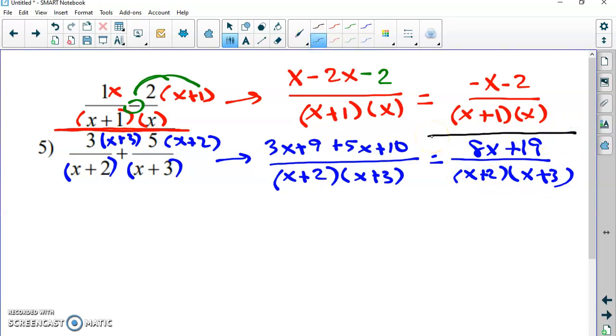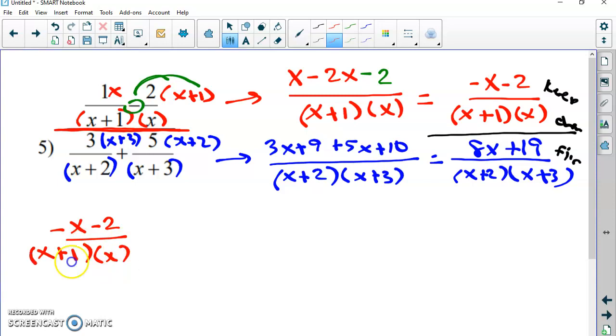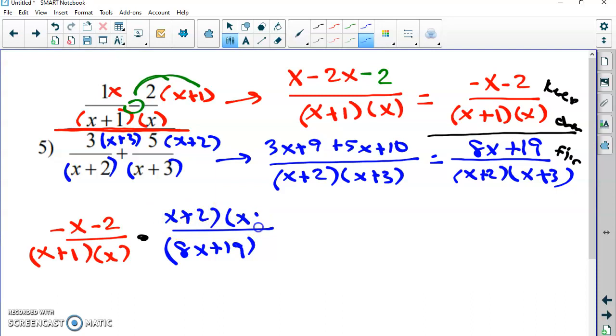So we have the red fraction divided by the blue fraction. Division of fractions, you keep, you change the division, and you flip the denominator. So we are going to have negative x minus 2 over the x plus 1 times x times the flipped of the blue. So 8x plus 19 is on the bottom now, and x plus 2, x plus 3 is in the numerator. Check and see if you can cancel any common factors, one on top and one on the bottom.